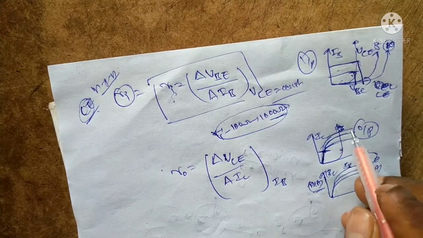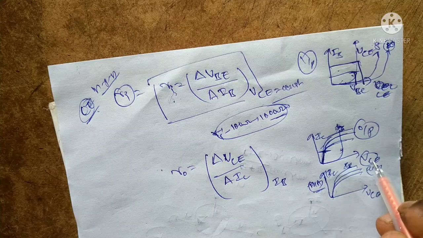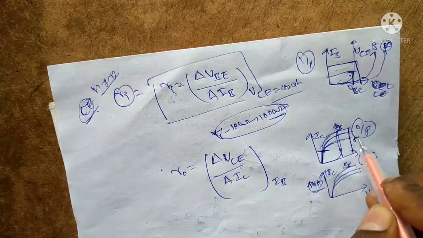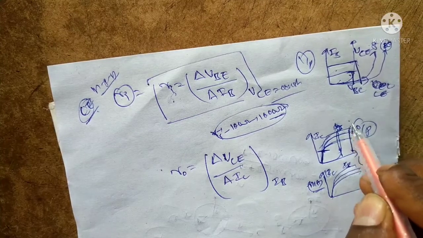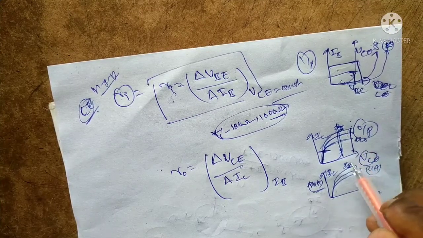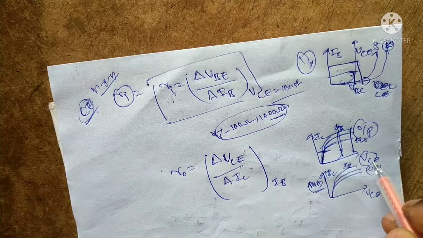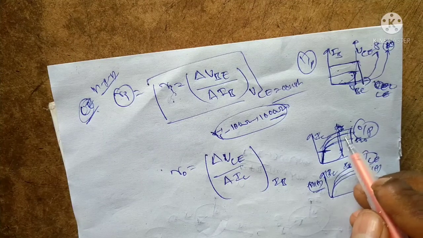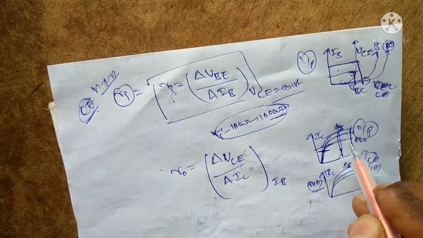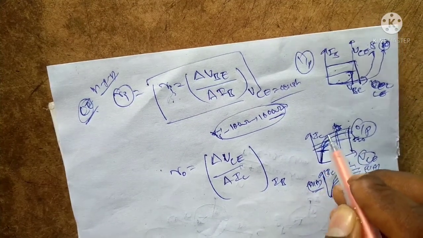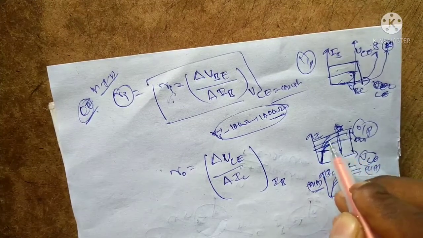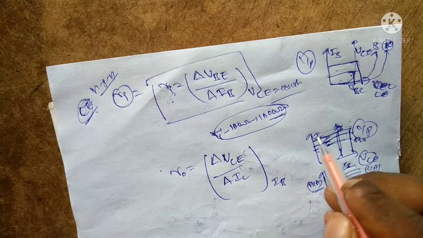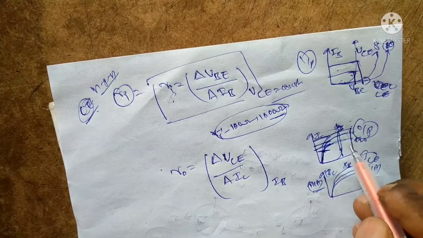IB, the base current, is independent of VCE. That means there is no change in VCE for 10, 20, 30, 40. Increasing the base current, there is no change in VCE. The voltage is the same while changing the base current, but increasing the base current increases the collector current. For 10, 20, 30, 40, the collector current also increases with increasing base current.